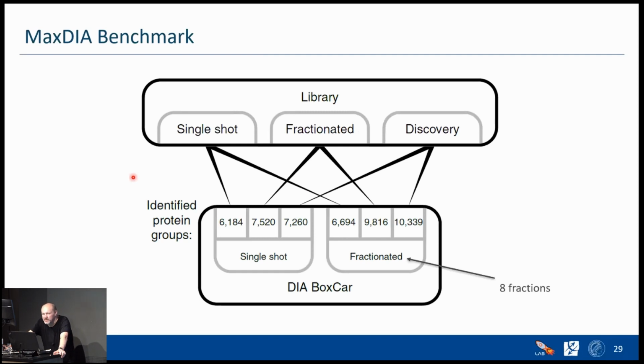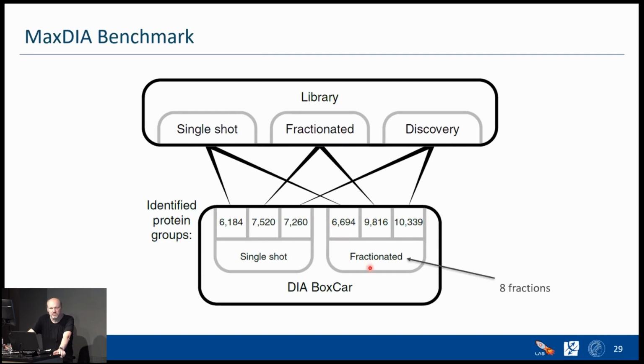So this is also something we did in the beginning, in the first paper, where we tried to quantify a proteome as deeply as possible. For that, we used a fractionated library, which is probably not surprising, but also a discovery library, which is library-free mode, and also a single-shot library. But we also fractionated DIA samples. That's something you can do in MaxQuant as well.